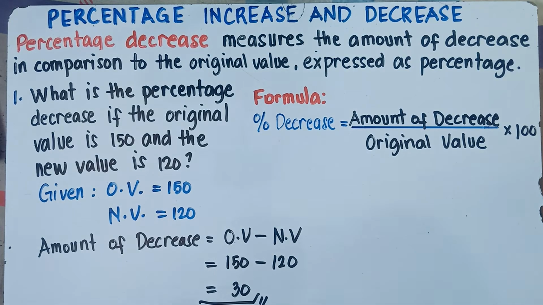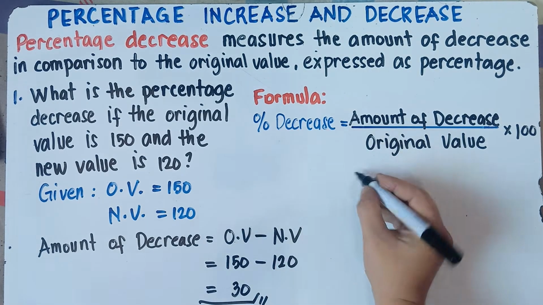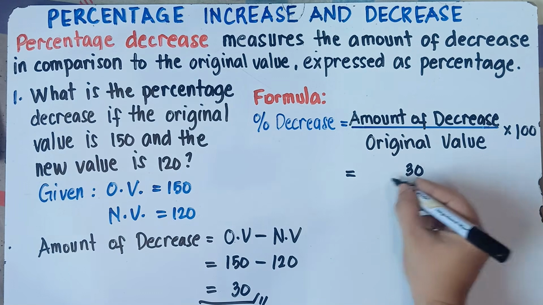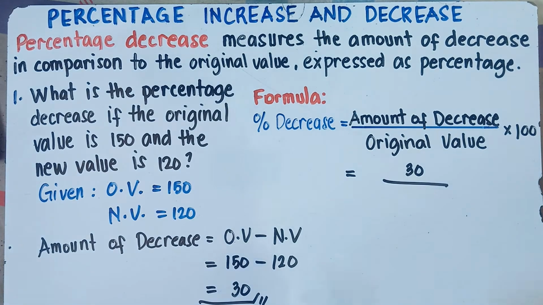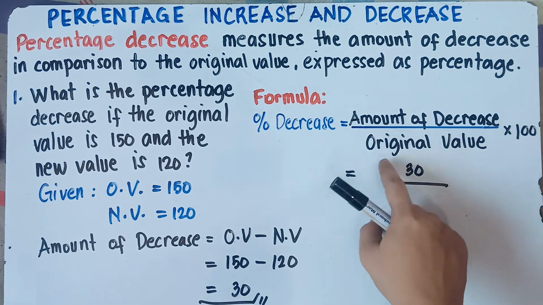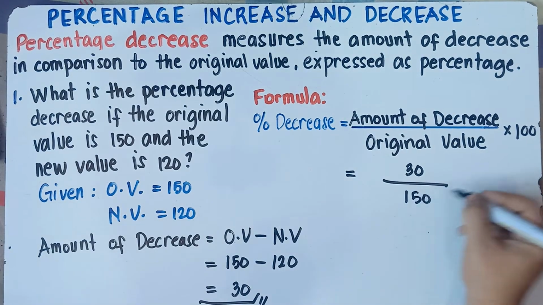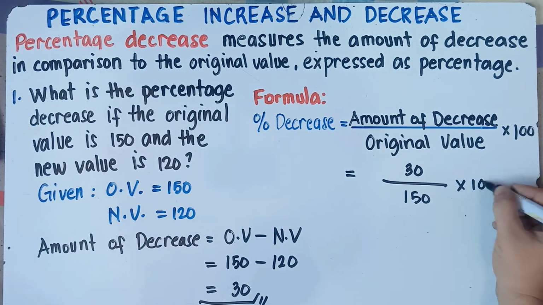So the amount of decrease, that would be 30. Now, once you have the amount of decrease, we can simply substitute this value in our formula. So percent decrease: amount of decrease, that's 30, divided by the original value. Once again, class, you always divide by the original value. Original value, that's 150. And then multiplied by 100.